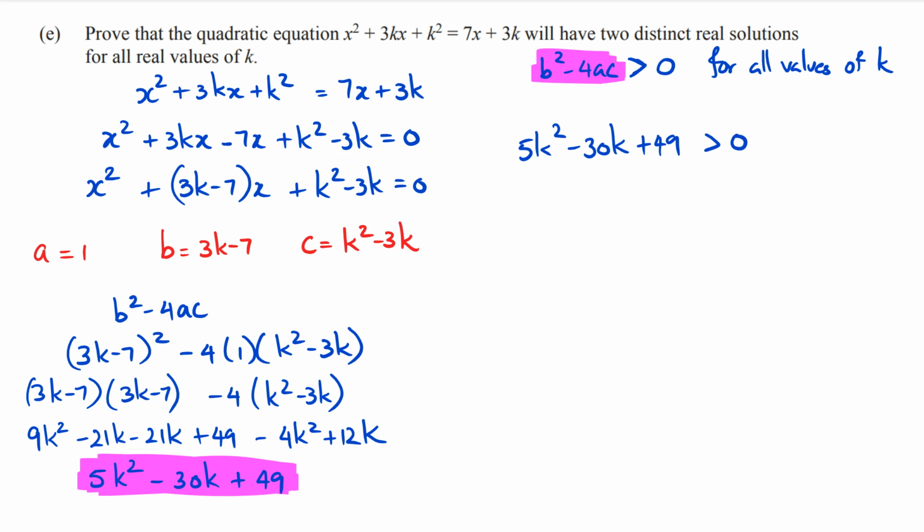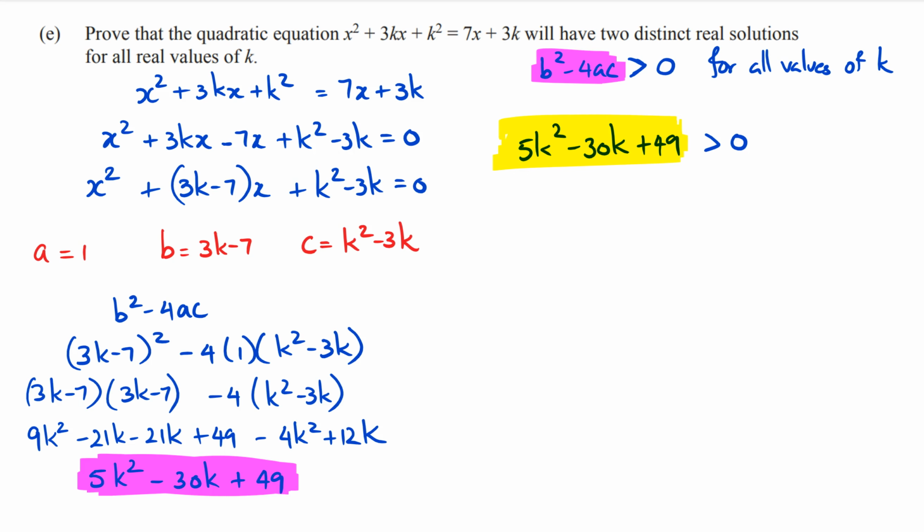My thinking is slightly different, and I don't know if this is correct or wrong. Maybe someone could actually help me out in this. If a teacher is watching, you could actually argue with me on this one. But my thinking is this. I'm just looking at this particular equation right now, which is 5k squared minus 30k plus 49, and I want to prove that it is always bigger than 0.